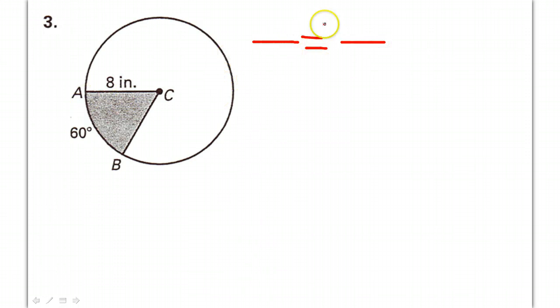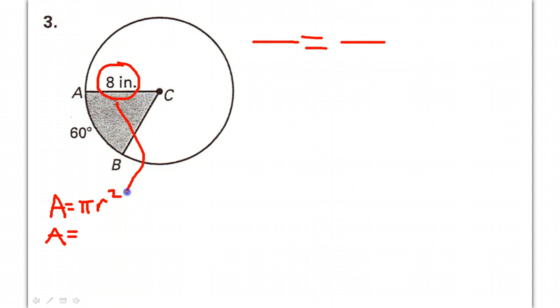Now, before I even set this up, we know we're going to need the whole area in a second. We're given this radius. How could I find the area of the circle? Yeah, square it. We're doing pi r squared to give us the area of the circle. So squaring that 8 is going to give us 64 pi. Keep that in mind. That's the whole circle.